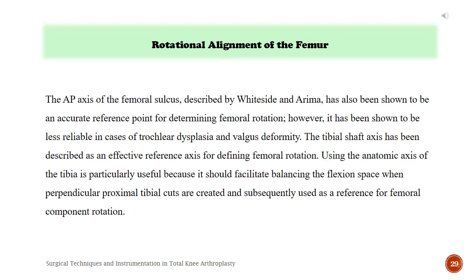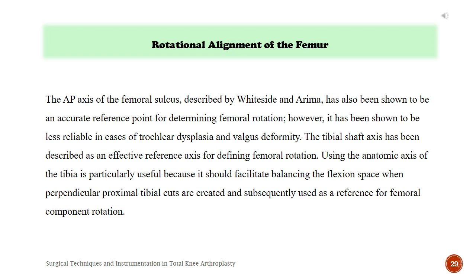Rotational alignment of the femur. The AP axis of the femoral sulcus, described by Whiteside and Arima, has also been shown to be an accurate reference point for determining femoral rotation. However, it has been shown to be less reliable in cases of trochlear dysplasia and valgus deformity.